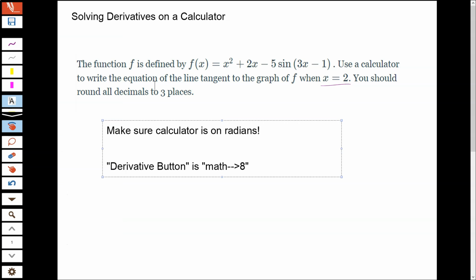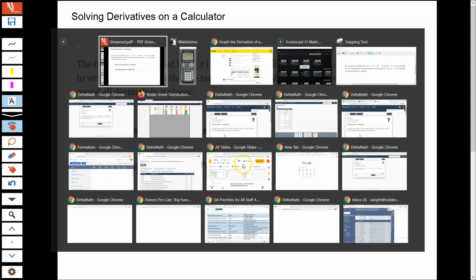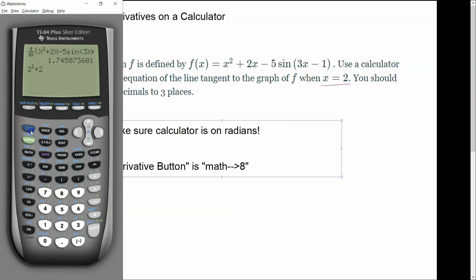So now that we're sure we're on the correct mode, I'm going to show you where the derivative button is. There's no actual derivative button. It is in the math menu, which you may be familiar with because some useful fractions functions live there. It's math 8, so I'll show you what that looks like. I've already done a little bit of messing around with this here. So you're going to hit math, and then either hit the A key or scroll down so you can see what it looks like here, and derivative.